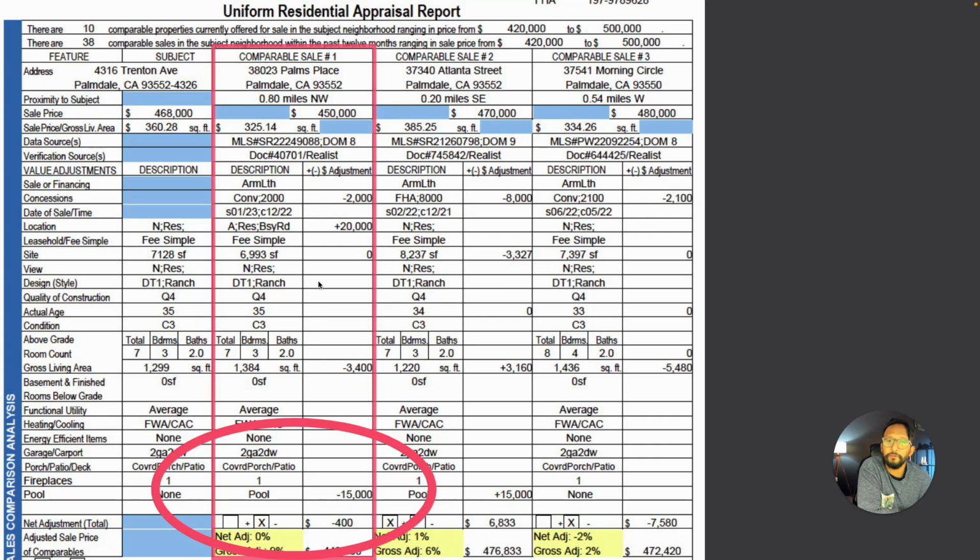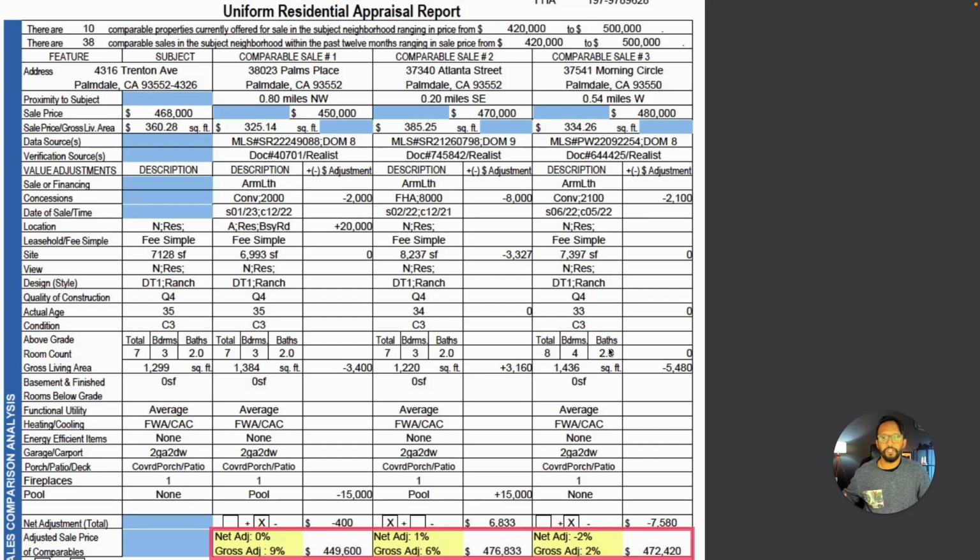didn't have a pool, it does though. But if it didn't have a pool, it would be worth $15,000 less. And these are what we call, again, adjustments. And at the far bottom, you'll take that 450 minus 2,000, add 20, minus 34, and subtract 15,000. It comes up to 449,600. And that's what these bottom numbers are. These are the gross adjustments.